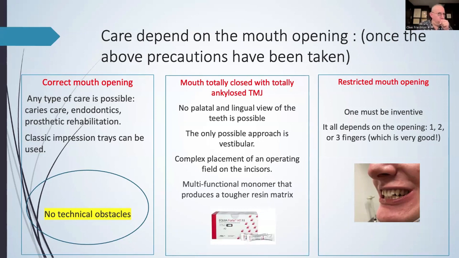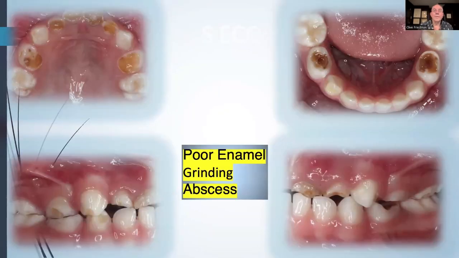If, on the other hand, they are totally ankylosed and you're unable to see any of the teeth, the only possible approach to doing care is from a buccal or vestibular approach. And doing this becomes very much more complex, whether we're needing to fill the tooth or take the tooth out. So if we have a one finger opening, we can still do some treatment, but it becomes much more complex. And so the importance of risk management in preventing disease from occurring in the first place becomes paramount.